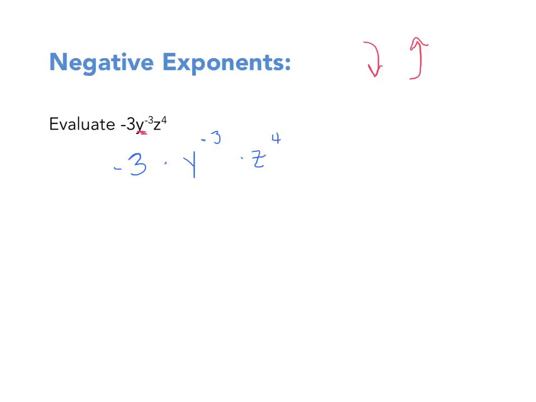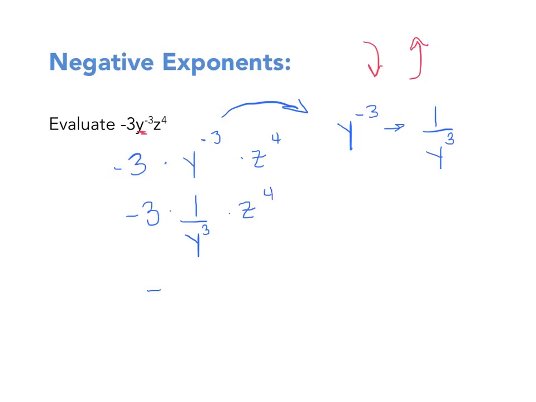But y to the negative third needs to become 1 over y to the positive third. When you have a negative exponent, like I said in the beginning, you need to flip it, cross the line and change the sign. You need to move it from the top to the bottom, or the bottom to the top, and make the exponent positive. So we can always work with positive exponents. Then we still have z to the fourth.